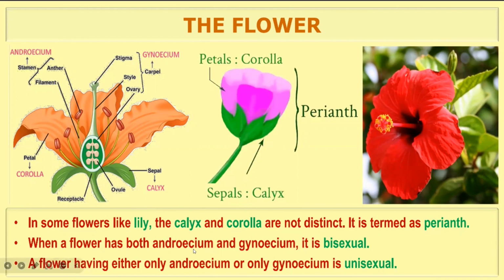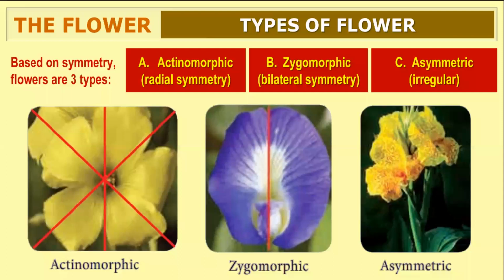Then, when the flower has both androecium and gynoecium, it is called bisexual. Androecium is the male reproductive part, gynoecium is the female. So if it has both sexes, it is called bisexual. If it has only androecium or only gynoecium, it is called unisexual. Common examples of unisexual flowers: remember papaya and avocado.